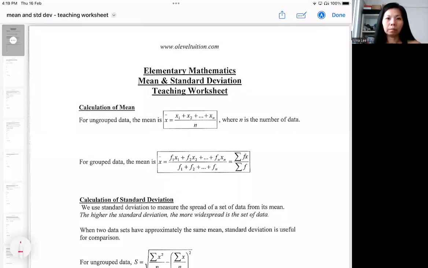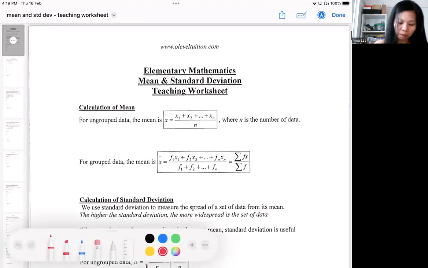Okay, so in this topic, we are learning to calculate mean and standard deviation from data so that we can be using the mean and standard deviation for some interpretation. Okay, for the calculation, we will divide into two sets of data. There are two kinds of data.